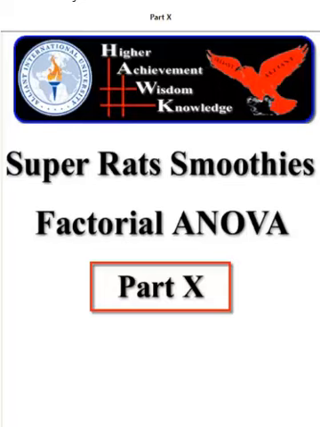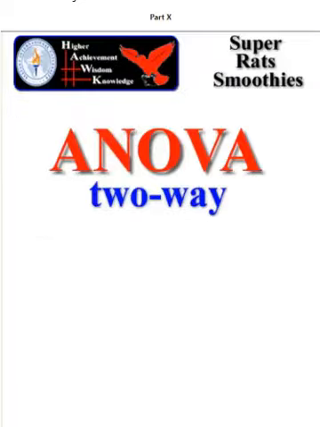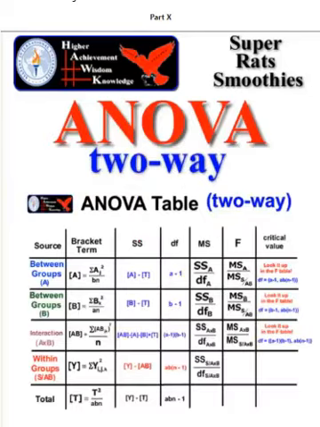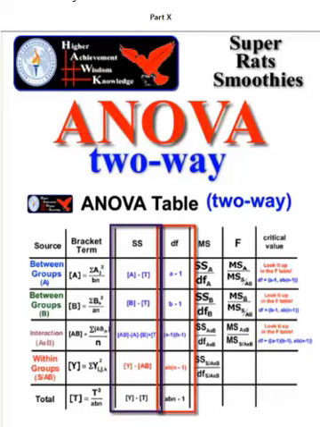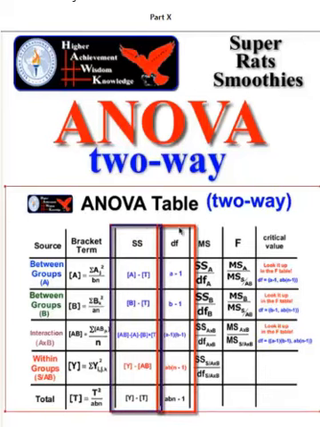Super Ret Smoothie Factorial ANOVA Part 10. Okay, two-way ANOVA, raw data. Here's our two-way ANOVA table that we're working from. And we have already calculated the sum of squares and the degrees of freedom.